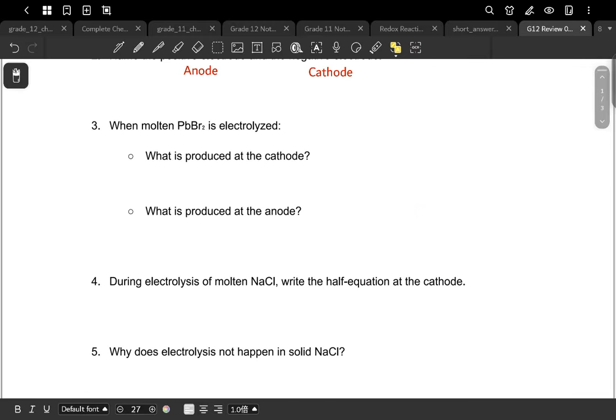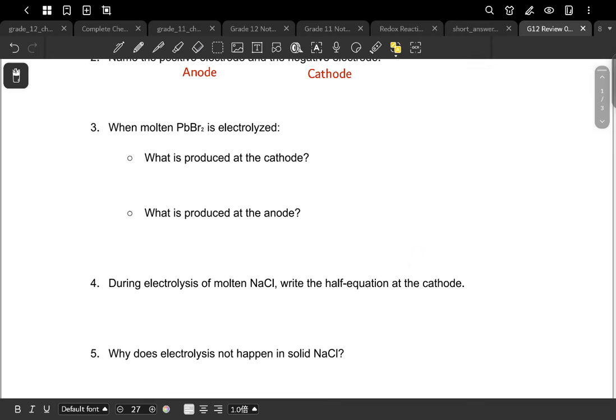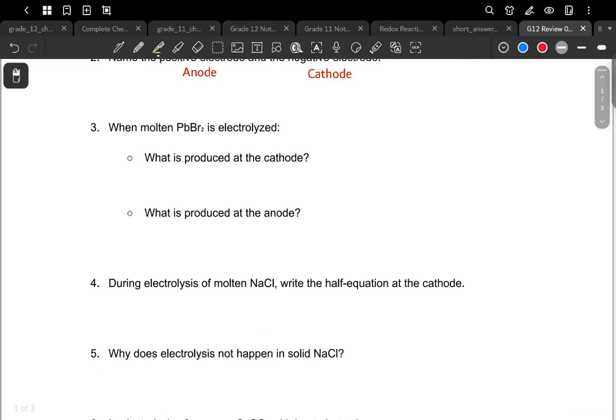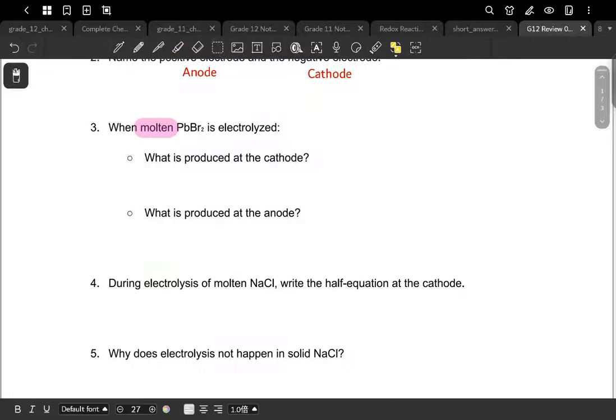When molten lead bromide is electrolyzed, what is produced at the cathode? At the beginning, you should be aware that when you have molten, no water exists. Molten means that only the chemical substance, lead bromide, exists. So it is only the compound without any water in this example. So molten lead bromide is electrolyzed. What is the product at the cathode?